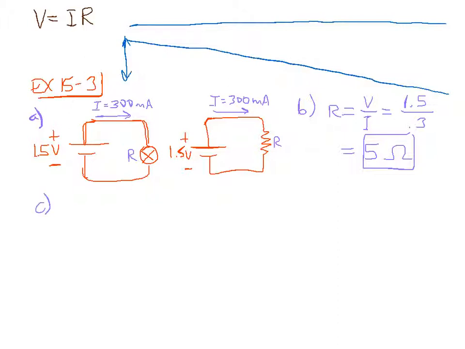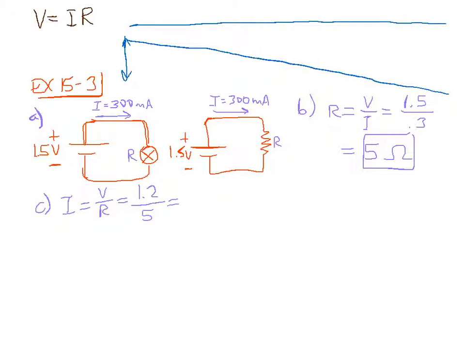For part C, if the battery becomes weak and the voltage drops to 1.2 volts, how would the current change? So we're going to use Ohm's law again, but this time rearrange it for I. So I is equal to V over R. The new voltage is 1.2. The resistance never changes, though. Once you've established a resistance of something, that's going to stay the resistance. So we said the resistance is 5.